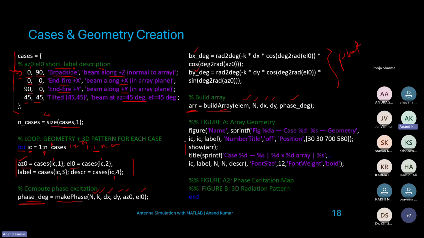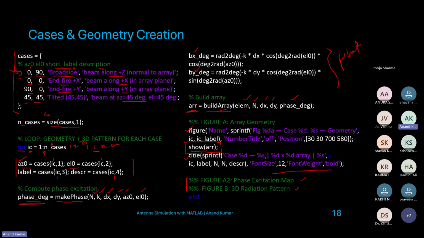To plot an array or an antenna in MATLAB, you just use show, and this will bring the structure on your screen. And then you can give the figure labels, titles, and everything that you need to make it look prettier. And similarly, inside the loop, we'll also plot the phase excitation map and the radiation pattern. I didn't have enough space in this slide, so I just wrote the instruction over here. In the next slide, we'll see how the phase excitation map and the 3D radiation pattern happens.